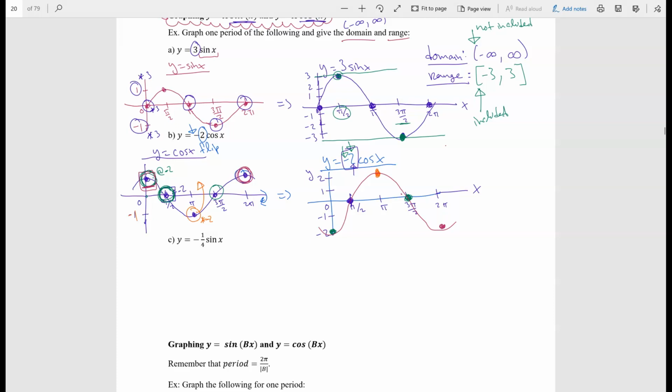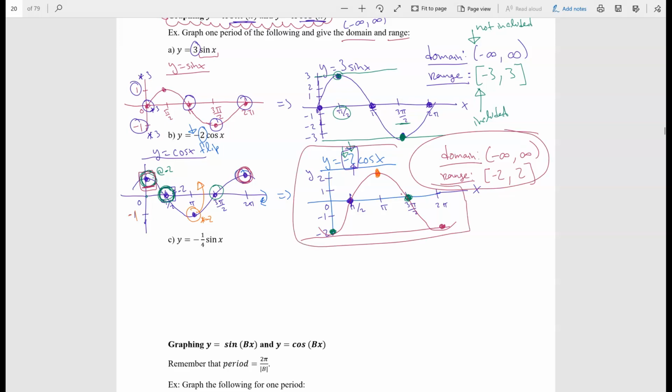If you look at the domain, remember, it is always going to be from -infinity to +infinity, because you can plug in any x value in there. The range here, so what is the minimum y value? The minimum y value is going to be -2, and that one's included. And the maximum y value is going to be +2. So it always goes from smallest to greatest. So this is going to be the domain and the range, and this guy is going to be my graph.